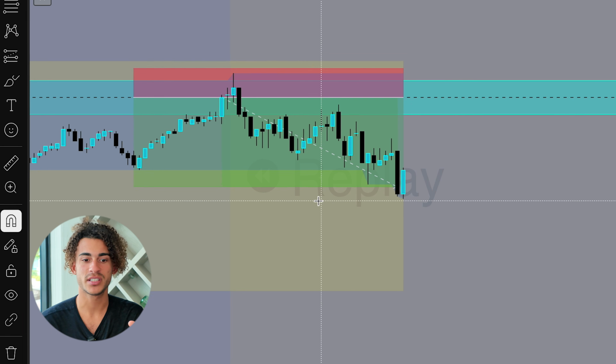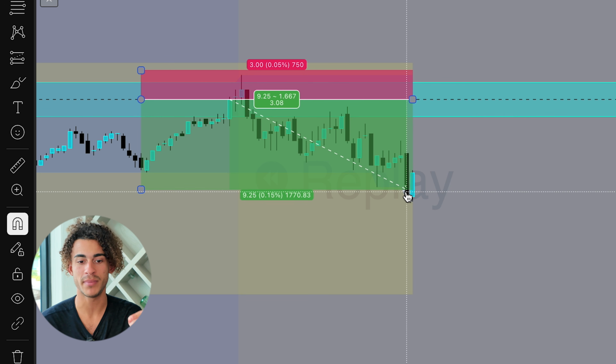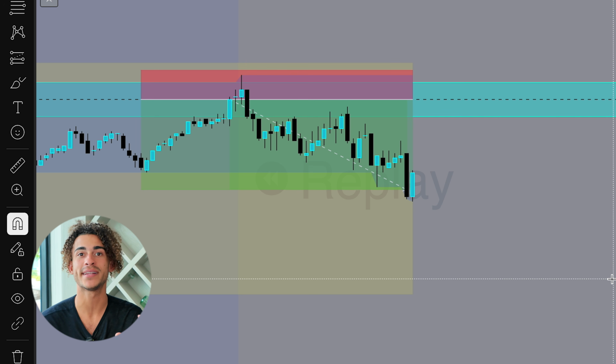Now, as you can see in this example, price took a little bit of time to make this move down, right? It took about 30 minutes. So sometimes you are going to have to be patient and allow this move to play out. A lot of traders will get impatient and start looking for other trades, but that's exactly how you'll blow up your trading account. You have to trust the process and wait for your setups. And as you guys can see, this trade played out perfectly.